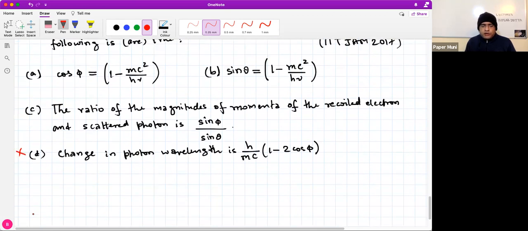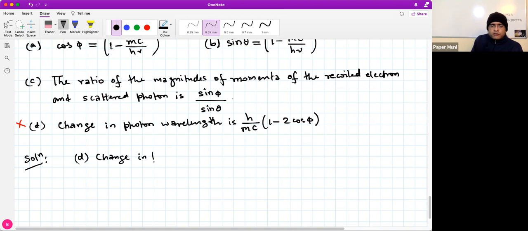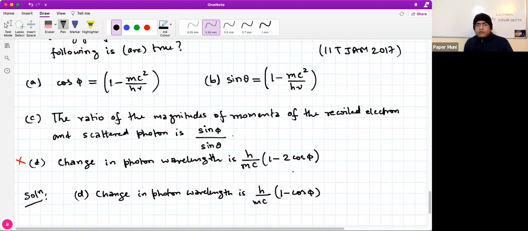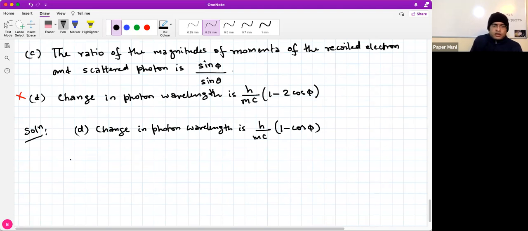What you can do is draw the diagram according to the question of this Compton scattering, so that you can keep track of the angles and the momenta. In this case, the change in photon wavelength would be equal to h by mc, times 1 minus cos phi. Phi is the scattering angle of the photon. So this is the answer for D option, the correct thing to write.